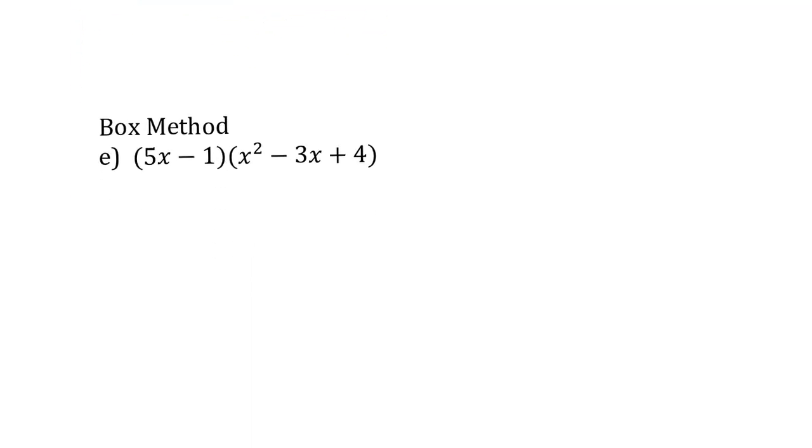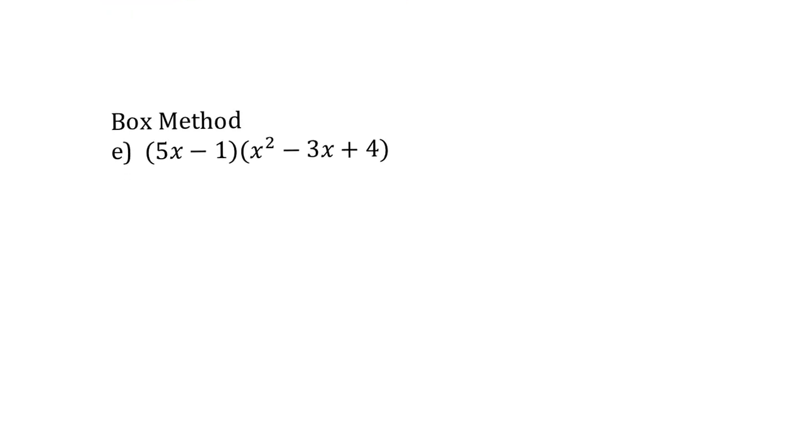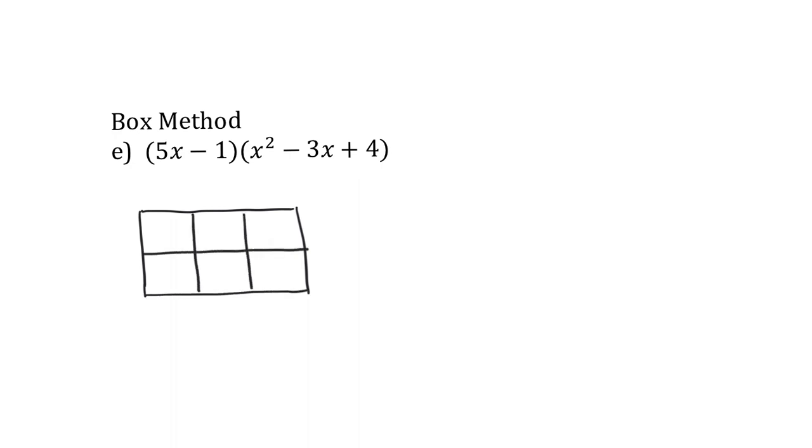Okay, let's go ahead. I'm going to do the box method on this one, just to make sure that people remember how to do it if they like it. Since this is a binomial by a trinomial, I need a box to be 2 by 3. It does not matter which side's 2 and which side's 3, but some people like this because it helps organize their work. Okay, so 5x minus 1, I do need to put that on the side with 2. And then x squared, minus 3x, and then positive 4.